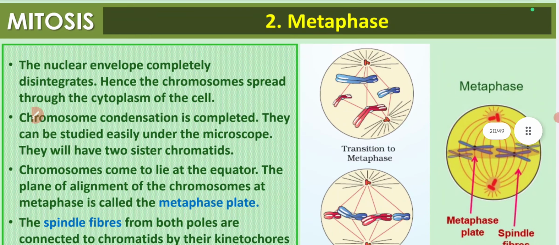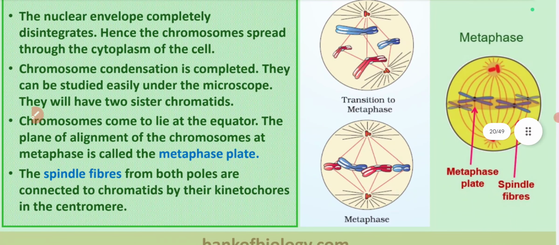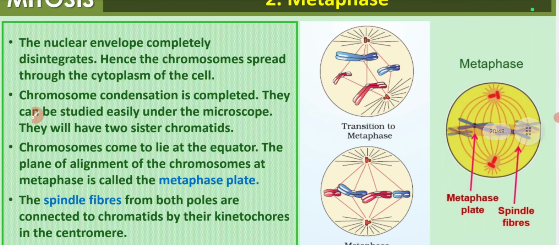Next is metaphase. In metaphase, the nuclear envelope completely disintegrates, as you can see in this diagram. Hence, the chromosomes spread through the cytoplasm of the cell. Chromosome condensation is completed. They can be studied easily under the microscope. They will have the 2 sister chromatids. As I told you, what are asters? These are the asters in this diagram. They have chromatin fibers attached.